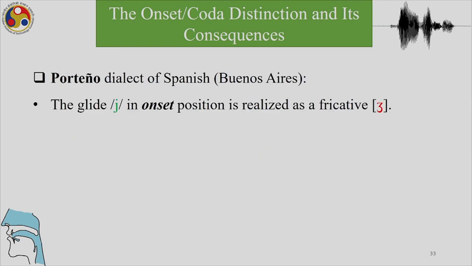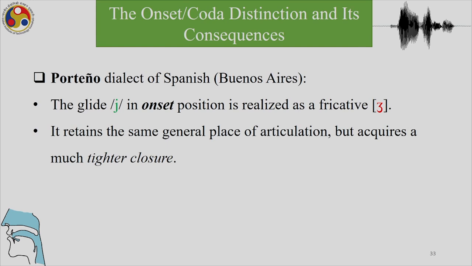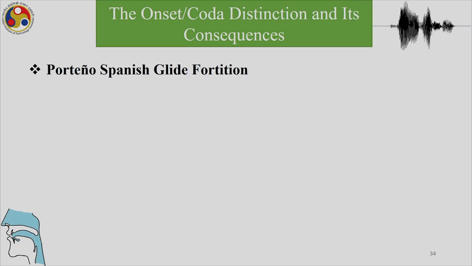Now, that is the difference between onset and codas. And codas are susceptible to rules of neutralization, to rules of not fortition but lenition, whereas onsets are the reverse. Onsets are preferred, they're not neutralized, or they are subject to strengthening rules rather than lenition rules. So the glide in onset position is realized as a fricative j. It retains the same general place of articulation but acquires a much tighter closure, and in coda position it appears as a glide.